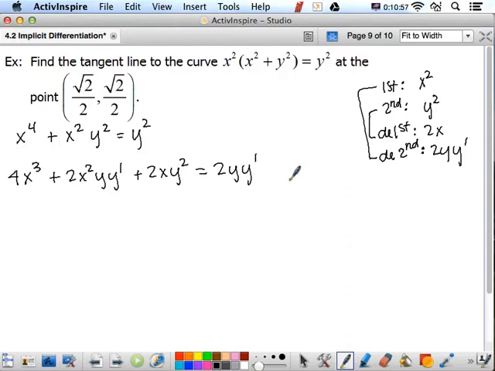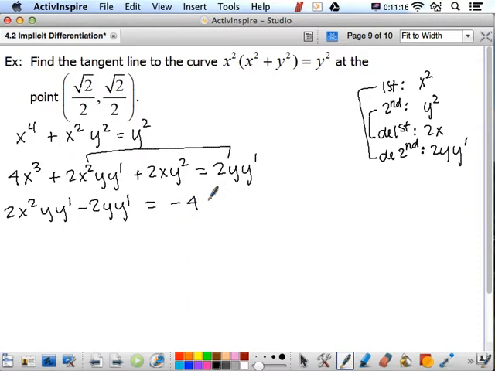Is it? Or do you want to plug in? We can do whichever one you want. Isolate? Okay. So let's get the y primes together on the left. So I'll take this term and put them on the left. And then I'll take these two and I will move them to the right. So those will equal negative 4x cubed minus 2xy squared.